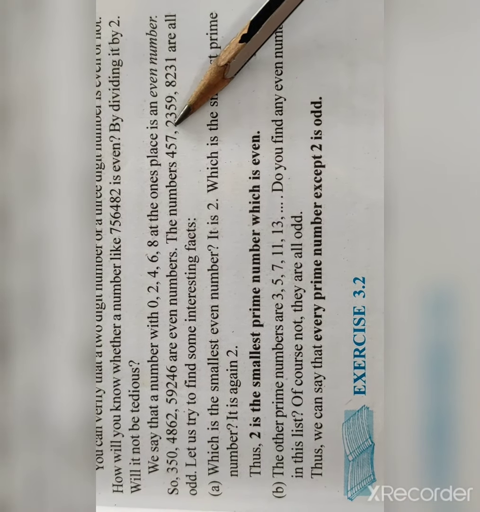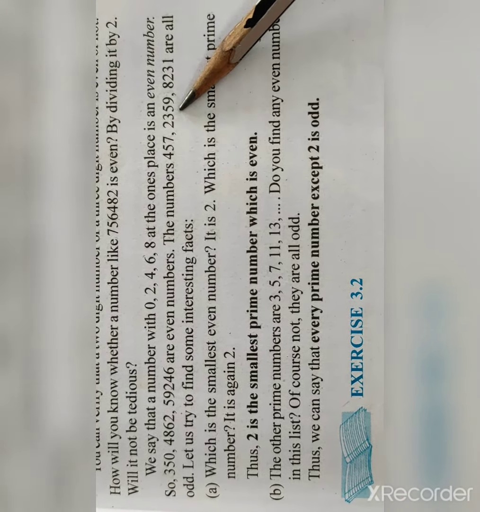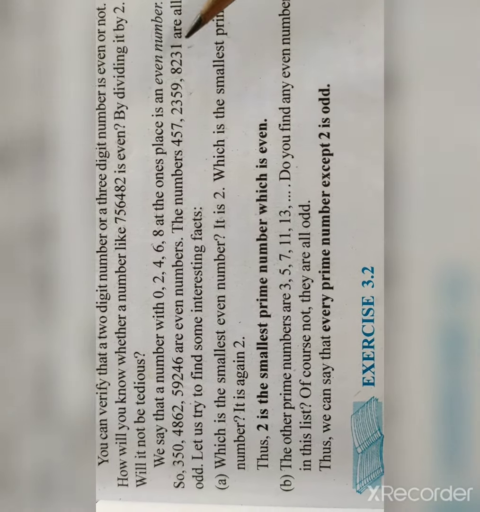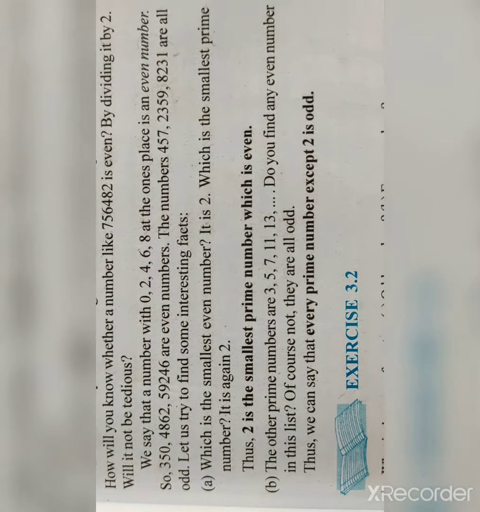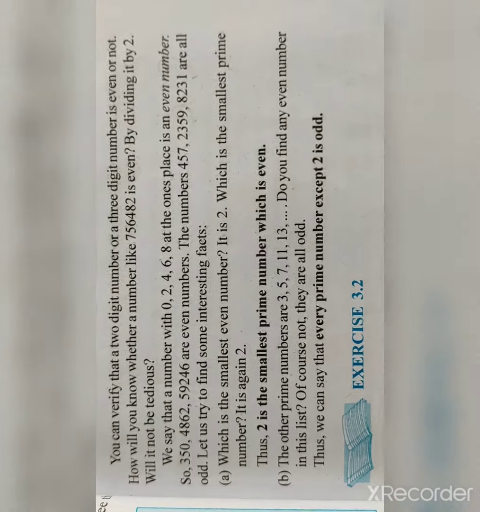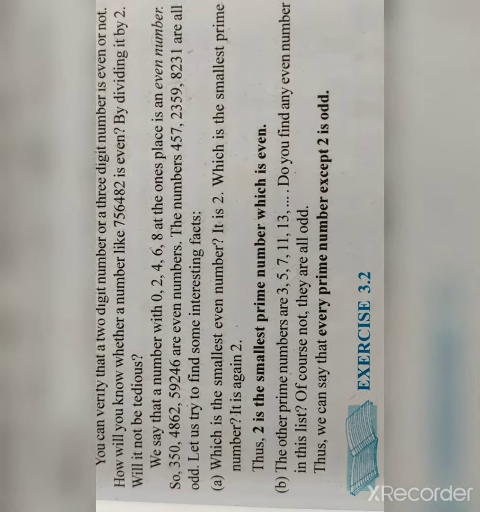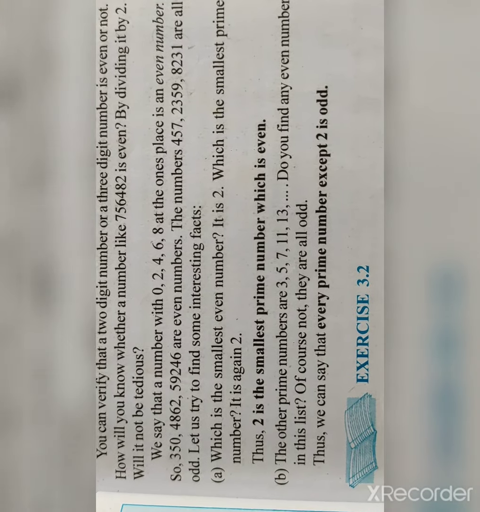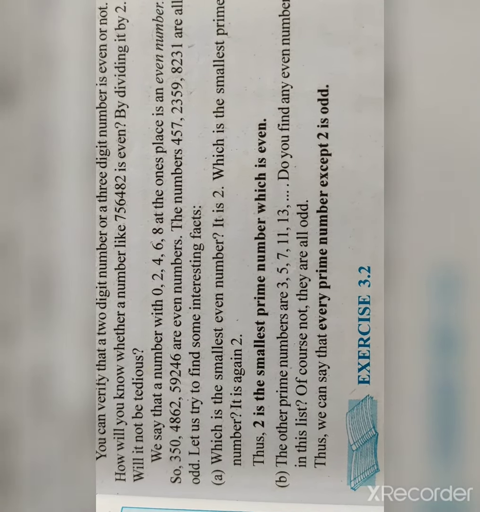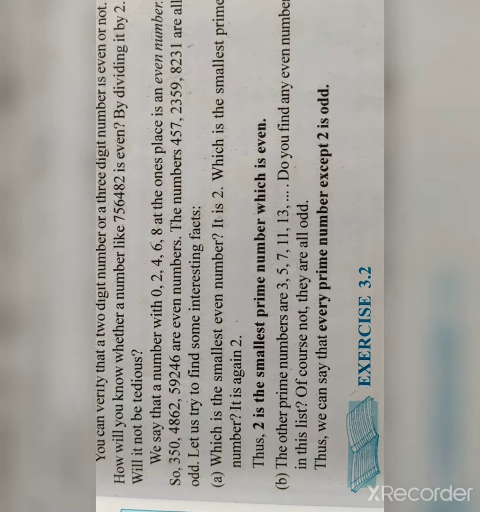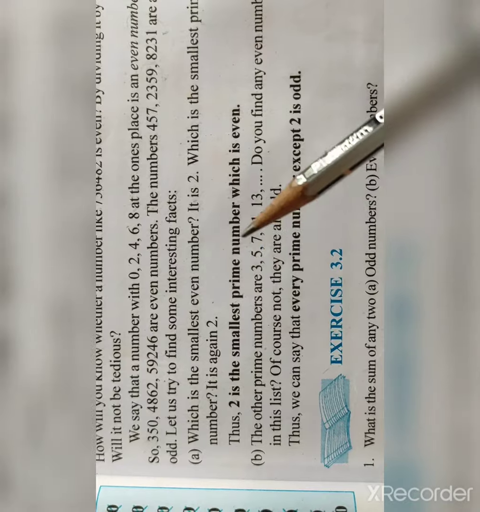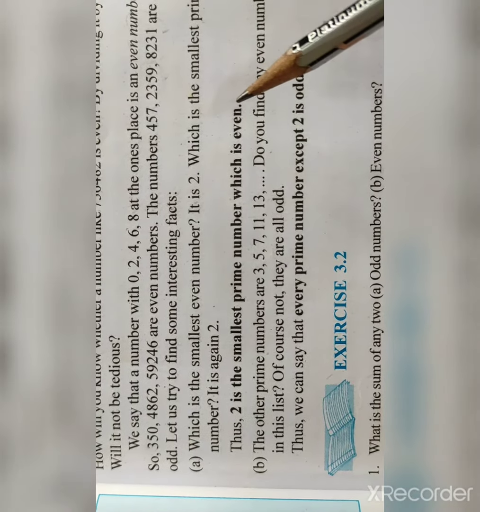So 2359 is an odd number. 1 is also an odd number. Clear? Now if we take prime numbers, so 2. 2 is a prime number, but it is also an even number. So we can say that 2 is the smallest prime number which is even.